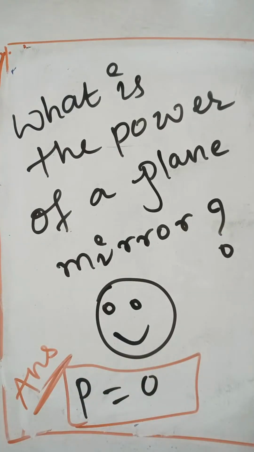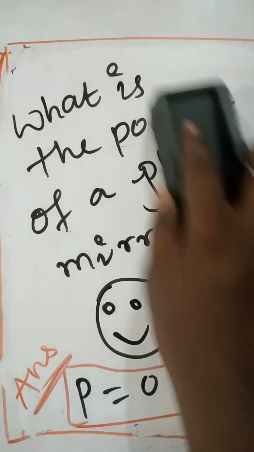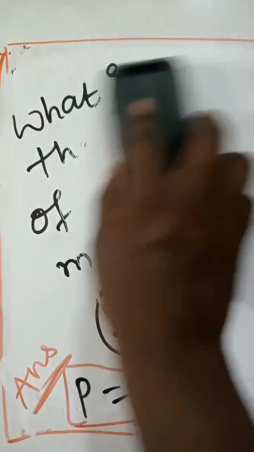Okay, one more question shall I ask? What is the value of speed of light? 3 into 10 power 8 meter per second. Okay, paraxial rays and marginal rays we have to discuss.